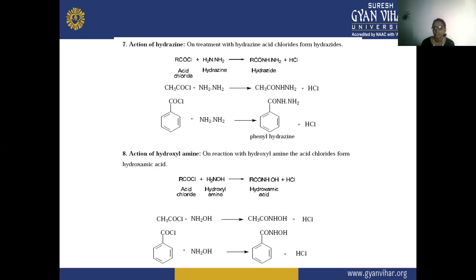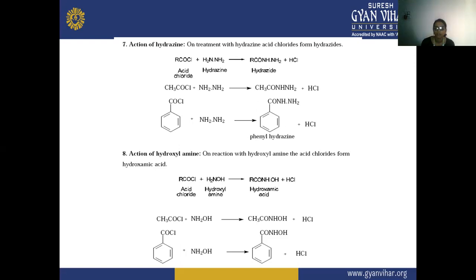So next is the action of hydroxylamine. Here the hydroxylamine is reacting with the acid chloride and there is a formation of hydroxamic acid. So here acid chloride is reacting with hydroxylamine. In the hydroxylamine formula, the hydroxyl group is attached and the amine is also attached, so it becomes hydroxylamine.